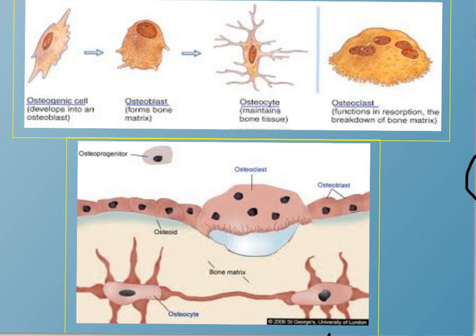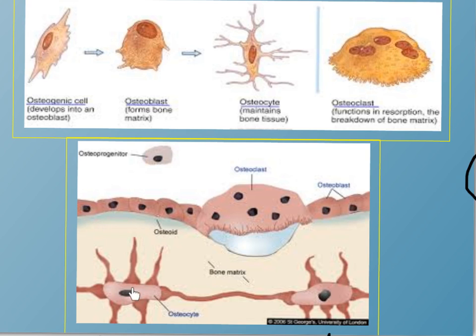Here, this is the osteogenic cell, the osteoblast, the osteocyte, and the osteoclast. In this picture, this is the osteogenic or the osteoprogenitor cell. And these are the daughters of this cell, which are called the osteoblast. And the newly formed matrix is called osteoid.